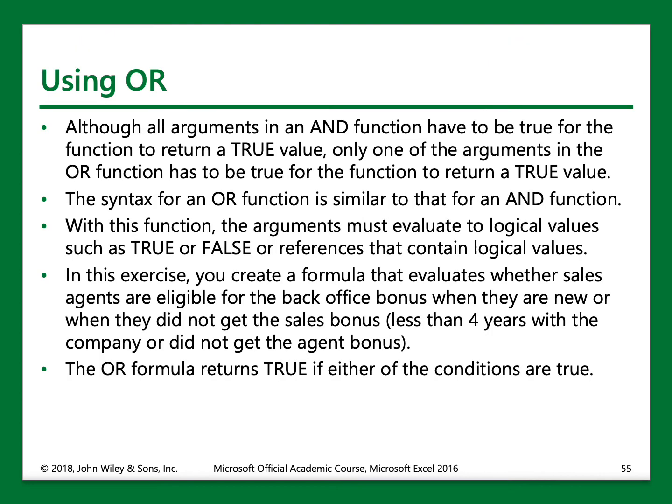Now the AND function checks two or more statements and sees if everything is true. It returns true, or if any of them are false, it returns a false. The OR statement is kind of the opposite of that. So if one thing is true, even if the other thing is false, it will still return true. It's looking for just one thing meeting your criteria. In this exercise, you'll create a formula that evaluates whether sales agents are eligible for the back office bonus when they are new or when they did not get the sales bonus, so less than 4 years with the company, or didn't get the agent bonus.